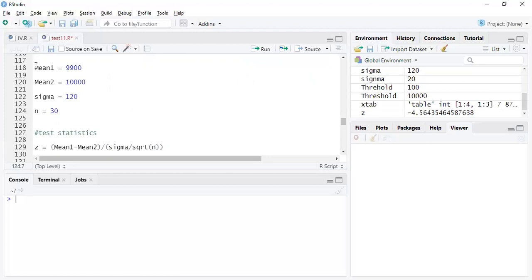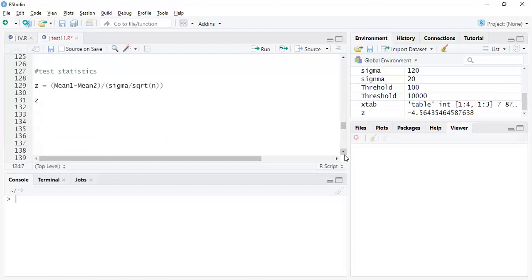All right, so some hypothetical numbers I've taken. Mean 1 is 9,900, mean 2 is 10,000. Sigma is basically your standard deviation, and n is the total number of observations. So our null hypothesis is that mean 1 is greater than or equal to mean 2. In other words, 9,900 is greater than or equal to 10,000. We calculate the test statistic, the Z value, and the formula that I just discussed is what I've used: mean 1 minus mean 2 divided by sigma divided by the square root of n.